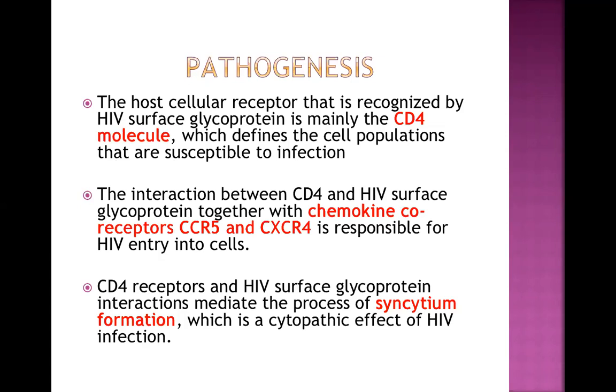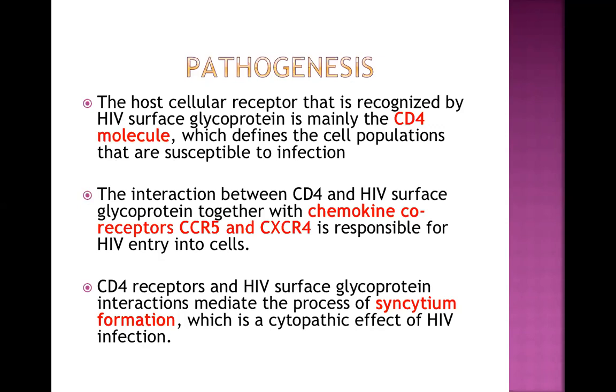Now, how does HIV enter the host cell, the CD4 cell or other types of cells? That's the first point we should discuss here. During the entry of HIV into the host cells, certain other co-receptors help it. These are called chemokine co-receptors, like CCR5 and CXCR4.